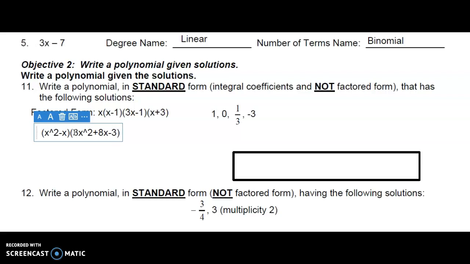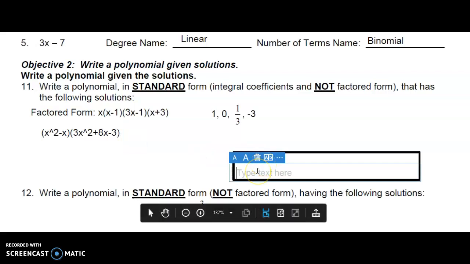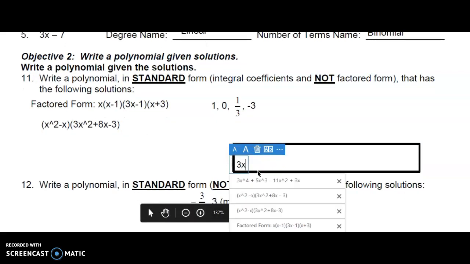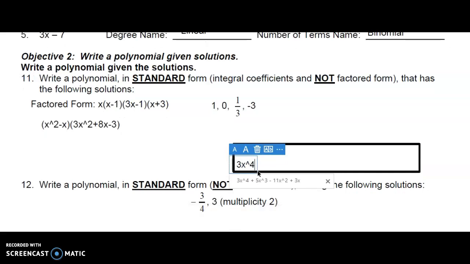Now you can multiply those 2 factors by using FOIL, or you can use the box method, whatever works best for you. Once you have those 2 multiplied, now you have to multiply them together. When you do that, you can again use FOIL or the box method, whatever you need to. But when you do, your final answer should be 3x to the 4th power plus 5x to the 3rd power minus 11x squared plus 3x.